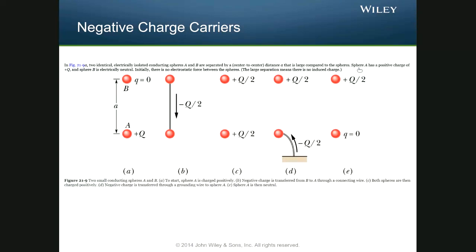Right. So sphere A has a positive charge of +Q. Again, this will just be some number. So we're just going to assume it's some integer number of the elementary charge. And B is electrically neutral. Okay? Now, there is no electrostatic force between the spheres. The large separation means there's no induced charge. So, okay. So now it's going to ask us to start.